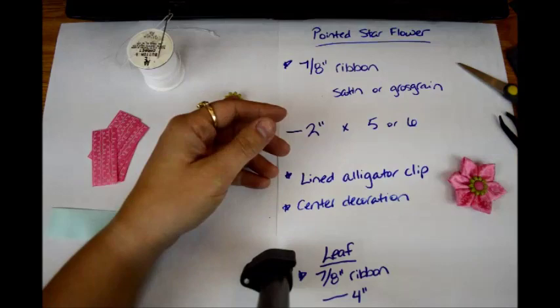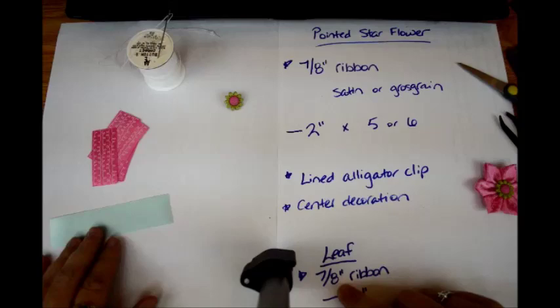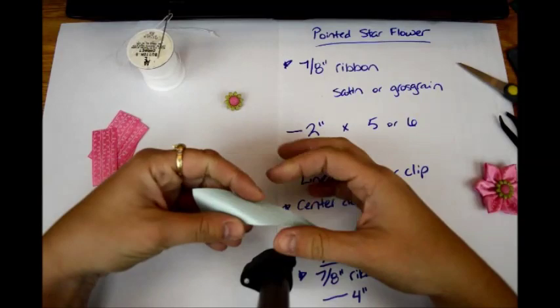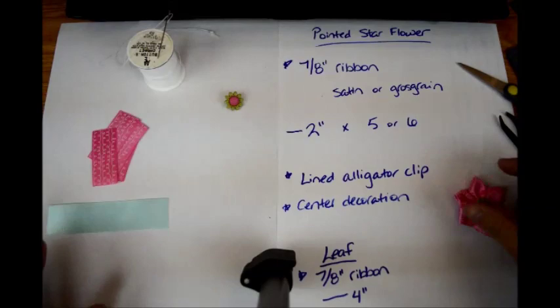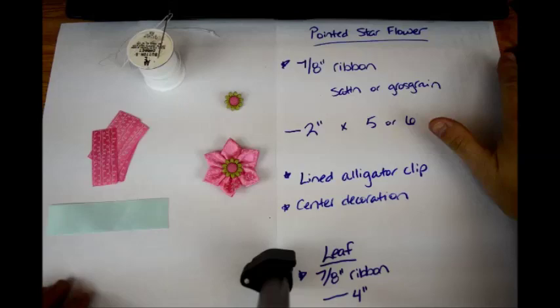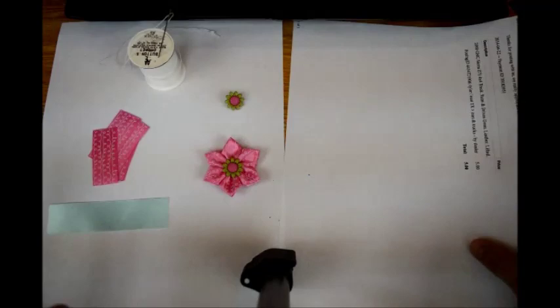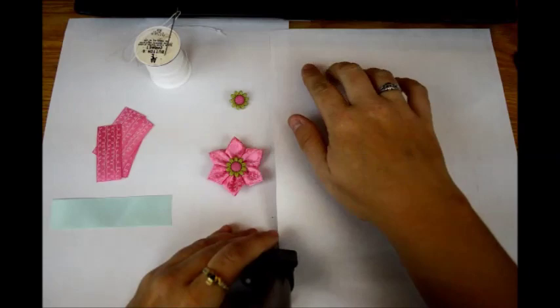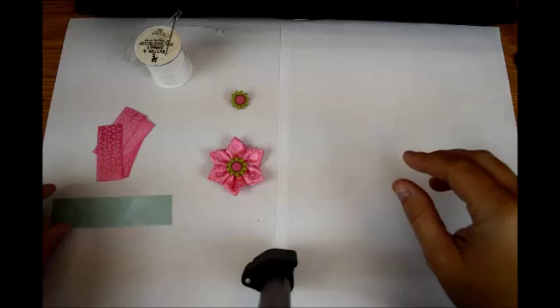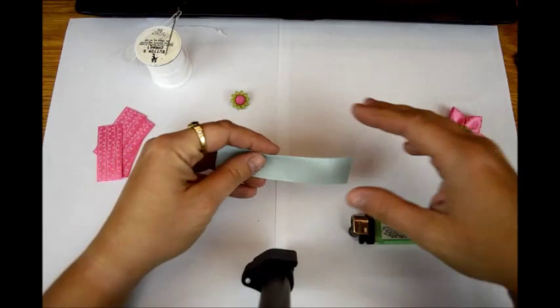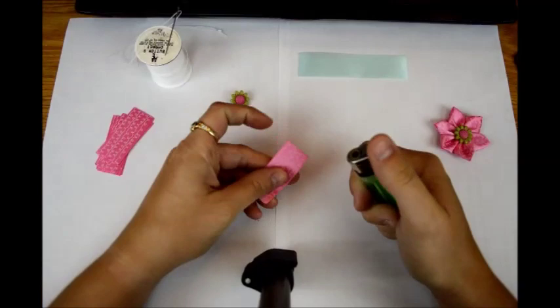All right. And then for the leaf, you're going to need 7/8 inch ribbon, either satin or grosgrain, and it's going to be a 4 inch piece like this. Okay, so on the one that I'm going to show you today, I'm just going to make a direct copy of this one because I always make 2 of these, one for each side. So you're going to need a lighter, especially to make the leaf. That's where you're going to really need the lighter. But you do need your source of fire to heat seal the edges. So you just heat seal along the edges.